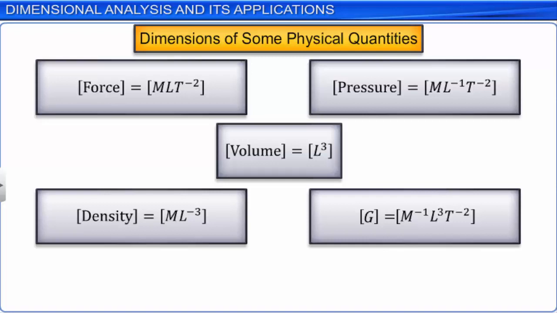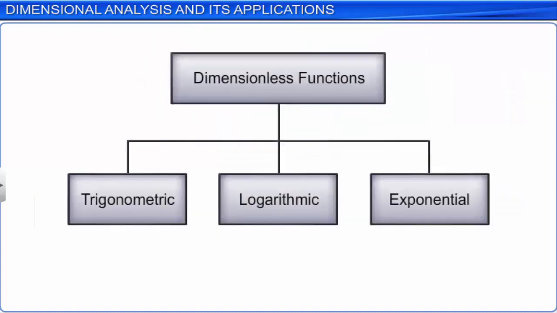For example, the arguments of some dimensionless functions such as trigonometric, logarithmic, and exponential functions cannot be obtained using dimensional analysis. The ratio of similar quantities results in a pure number, which is again dimensionless.